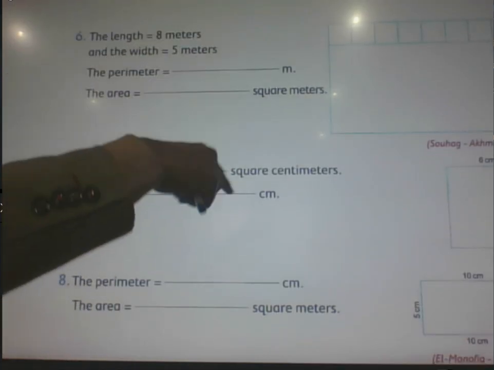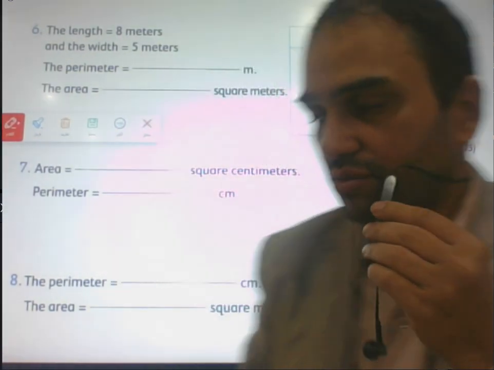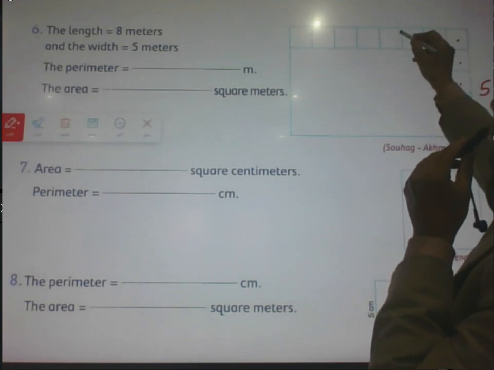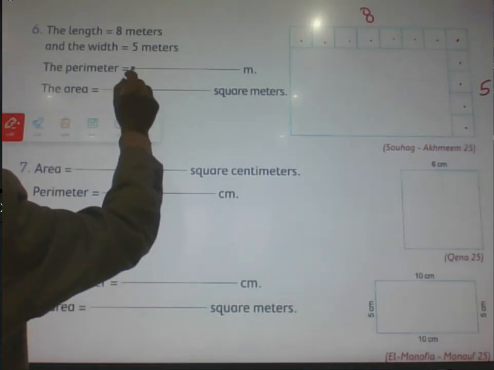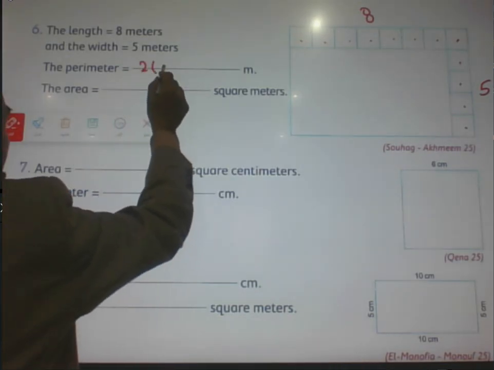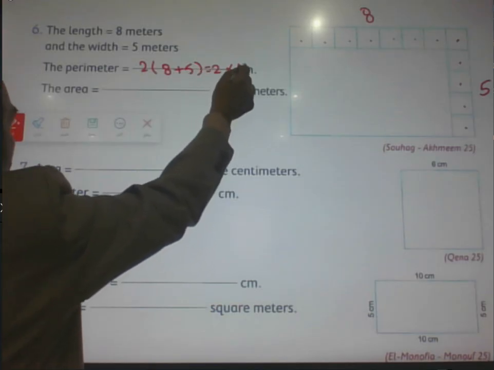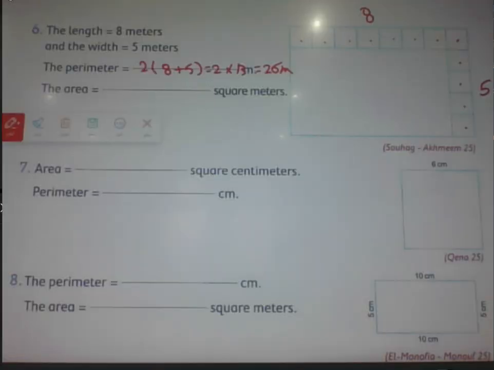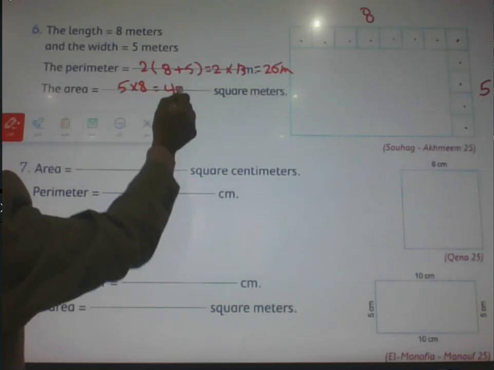Here also, it's a repeating question. You can solve it, but in this example, I want you to count with me, okay? We have 1, 2, 3, 4, 5. And here 1, 2, 3, 4, 5, 6, 7, 8. We have two dimensions to find the perimeter, twice the sum of length and width. Length here is 8 and width 5. 8 plus 5 is 13. 13 times 2 equals 26 meters. And the area here, we can multiply the two dimensions, right? 5 times 8 equals 40 square meters.